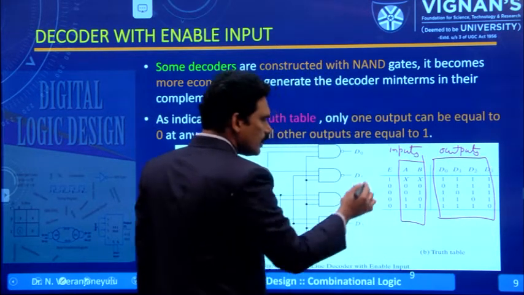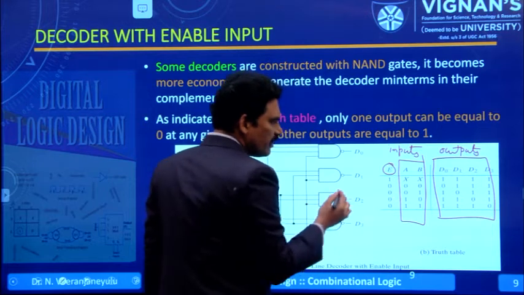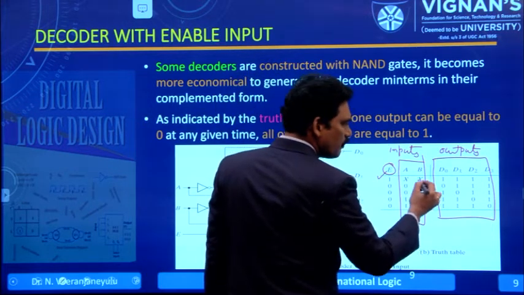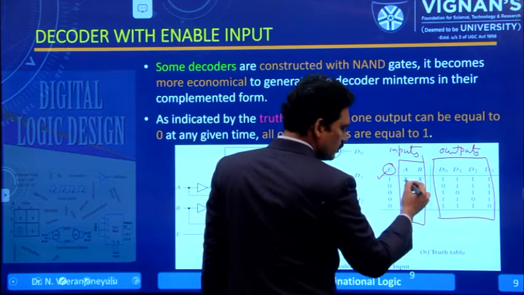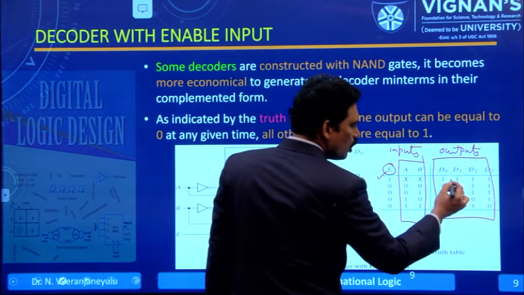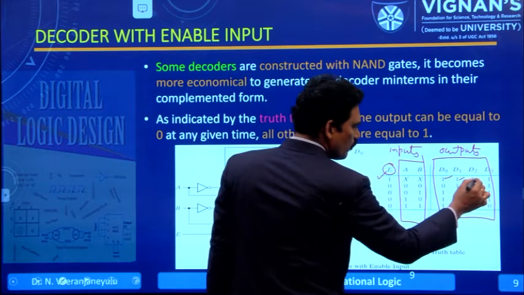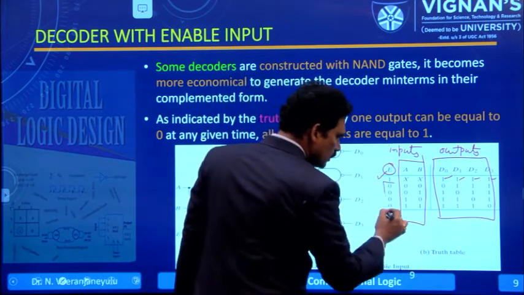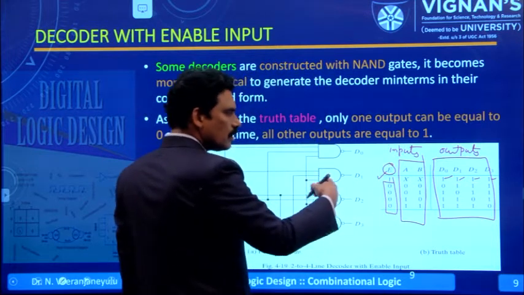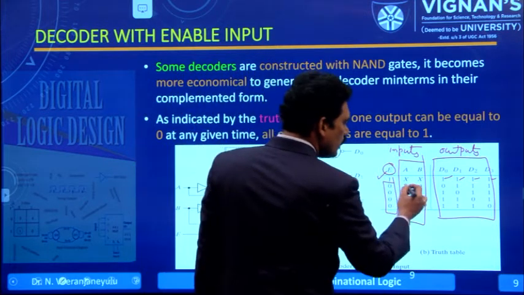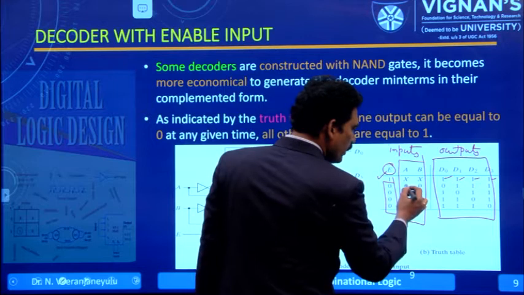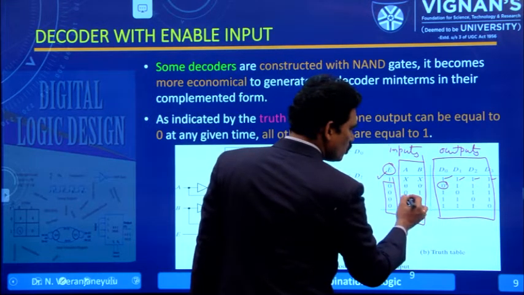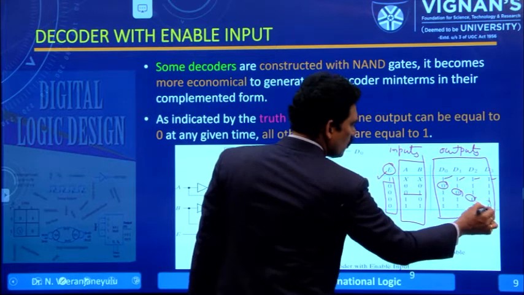So, here this is the enable input. If the enable input is 1, whatever may be the values of x, y, z, A, B, the outputs are 1, 1, 1, 1 only. If the enable input is 0, that means the decoder is active, and the values of AB are 0 0, 0 1, like this.